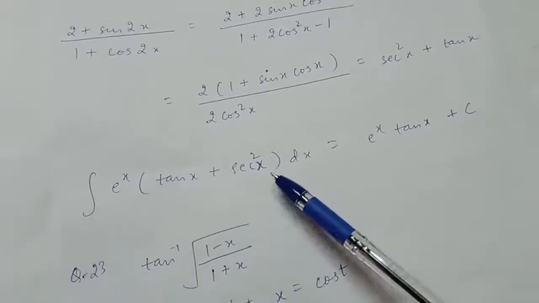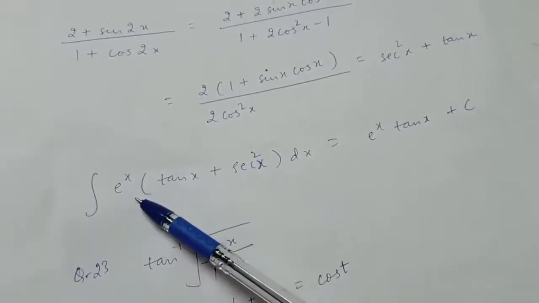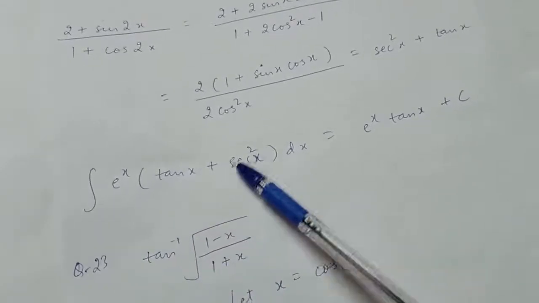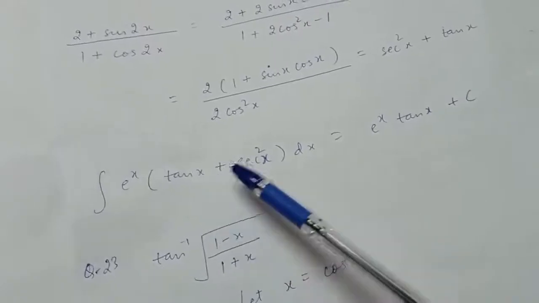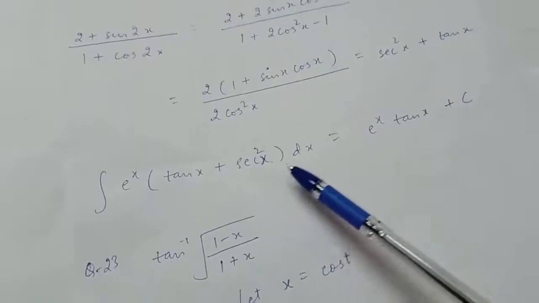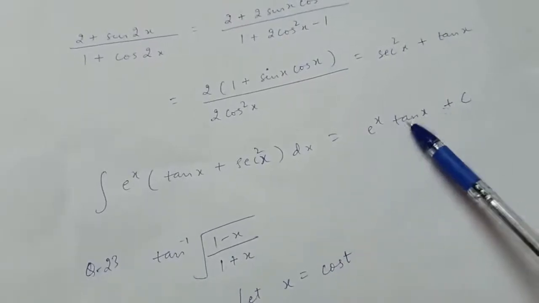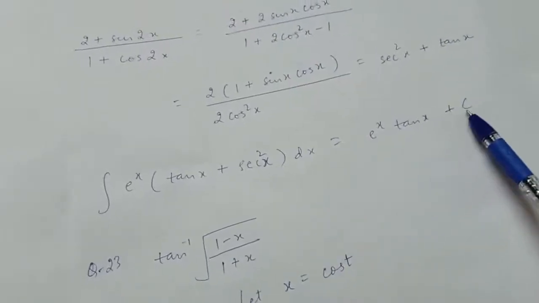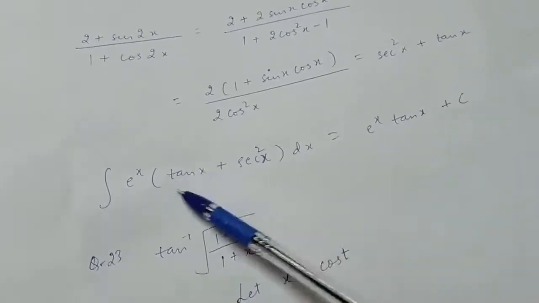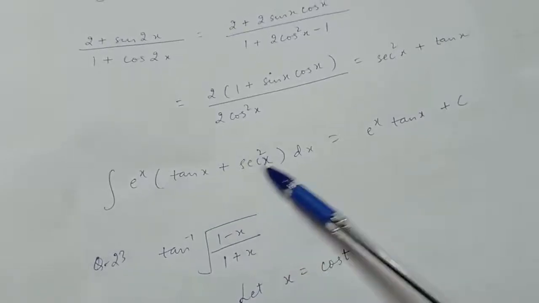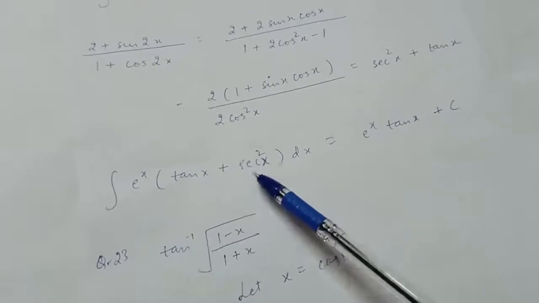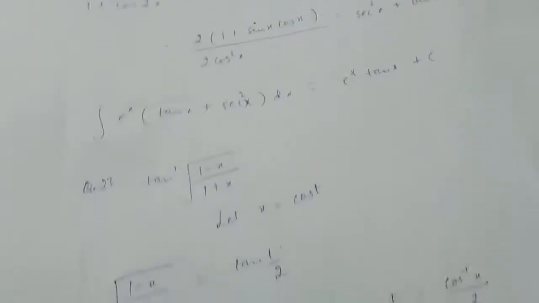Now this is the type of integral e raised to the power x into f of x plus f dash x, because the derivative of tan x is secant square x. Therefore, we can directly write the integral of this. It will be e raised to the power x into tan x plus c, right? In the paper, write down that let f(x) be tan x, then derivative of f(x), that is derivative of tan x, is secant square x. Mention this in the paper, otherwise you will not get the marks.